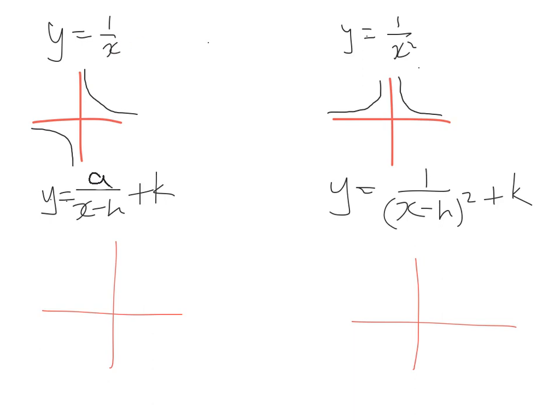Now, because we don't have anything being added or subtracted to x, or anything added or subtracted to the whole function, they happen at the axes. Now, if we start introducing transformations or translations here, that's when they start to change their position. So, if we had something like this, y equals a over x minus h plus k, that will look something like this.